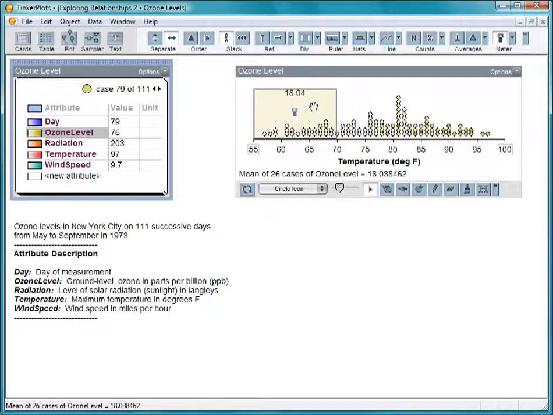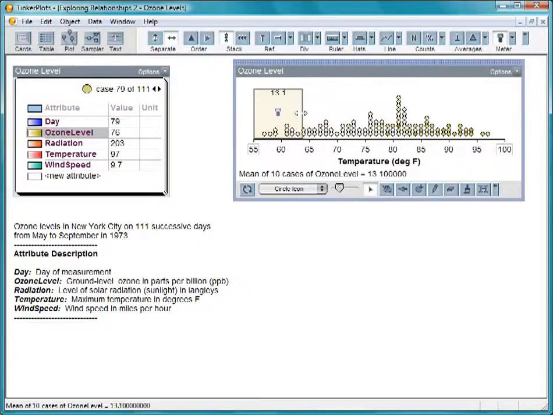This rectangle contains 26 cases. Their average ozone level is about 18, and this is the color for a value of 18 parts per billion. You can change the size of the rectangle by clicking on the edges and dragging the mouse, or its position by clicking inside the box and dragging it.